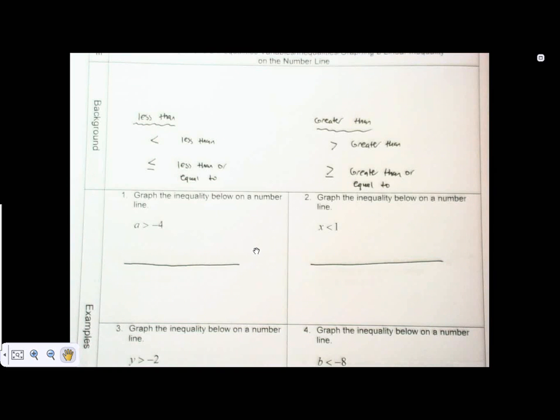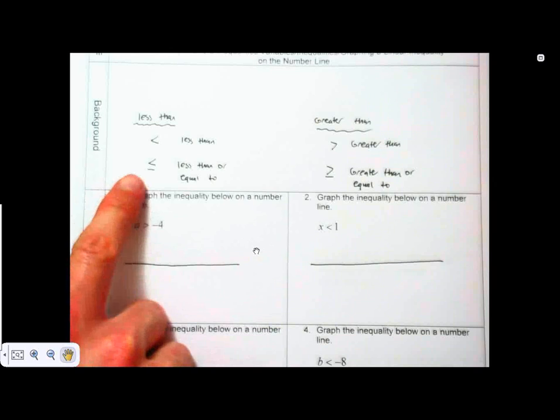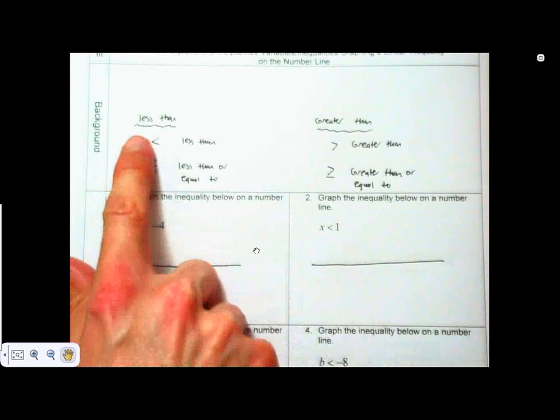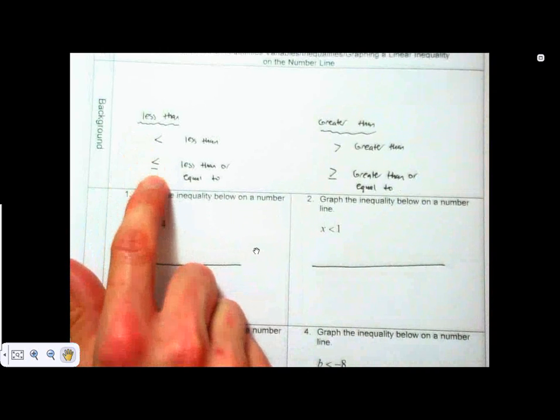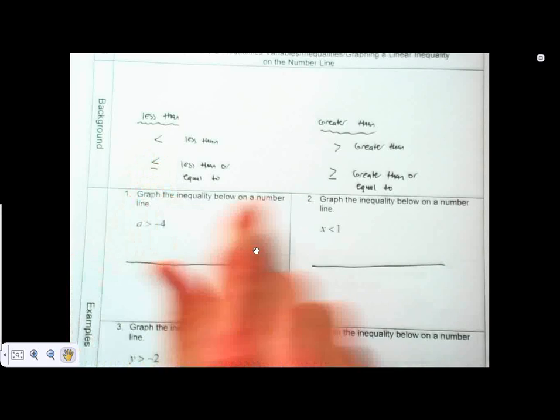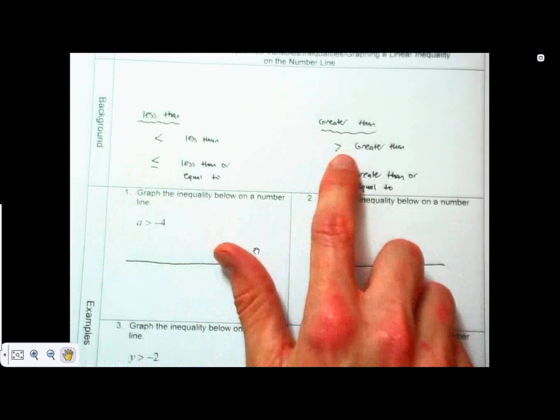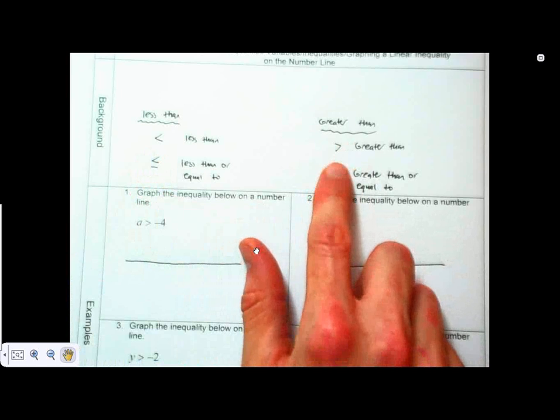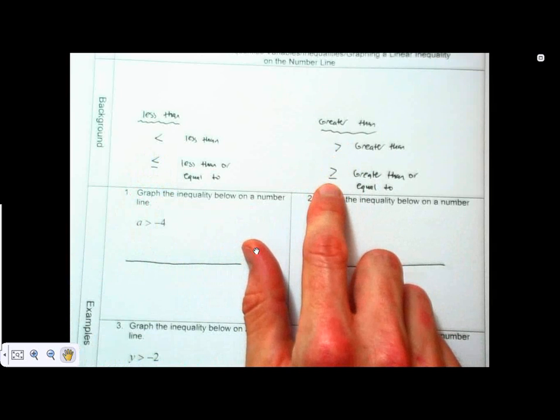Welcome. In this video, we'll be talking about how to graph a linear inequality. So the first thing that you need to know in order to graph these is what the symbols actually mean. If you see the less than symbols, you'll be looking at one of these two guys. The greater than symbols are really indicated by these two guys. So the direction is really important.